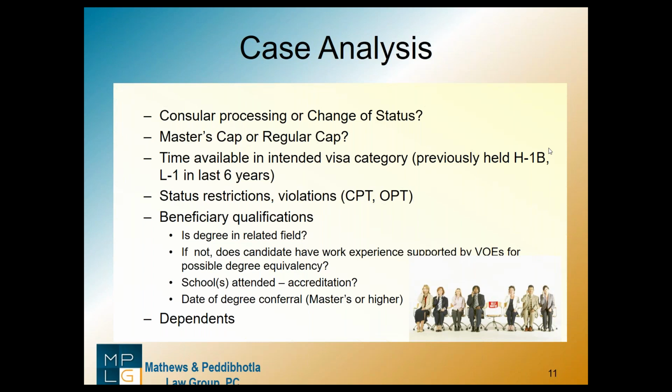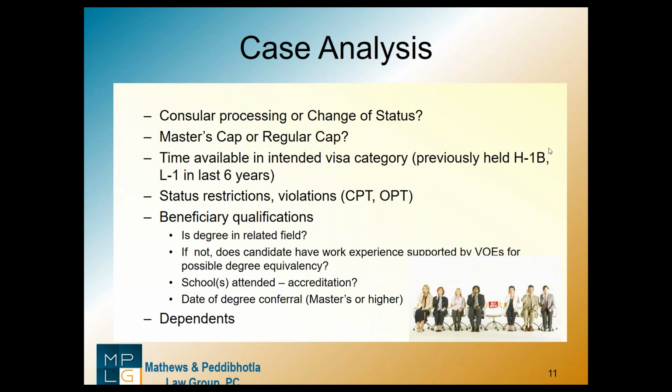You'll see when you talk to your beneficiaries that there are considerations for travel. While a petition is pending, they shouldn't be traveling. And upon approval, there are other considerations about travel before the H-1B starts. If it's before October 1st, we can talk about that on a case-by-case basis.